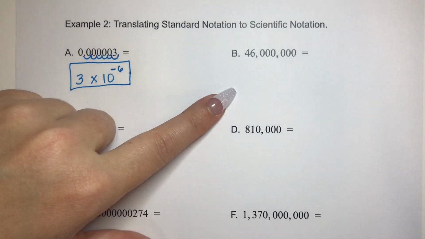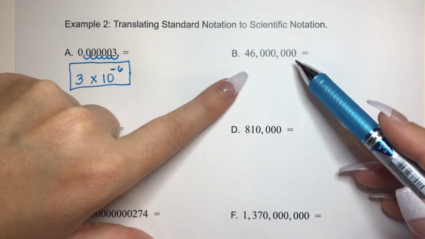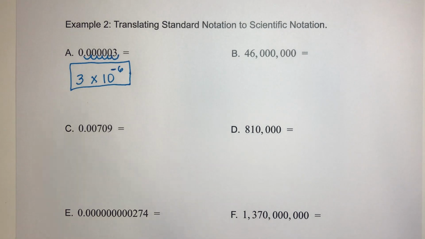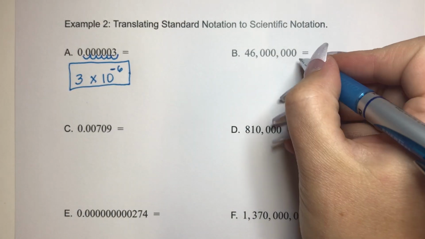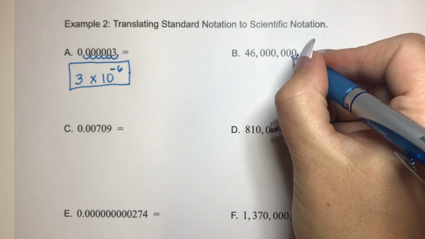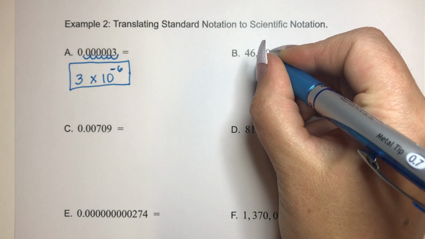Okay, let's move on to the next. So here we're dealing with a really, really big number, right? So we know that we're going to use a positive exponent for that power of 10. But first, we need a number that's between 1 and 10. This is way bigger than 10, so I'm going to have to move. Here's my decimal. I'm going to use these places. 1, 2, 3, 4, 5, 6.